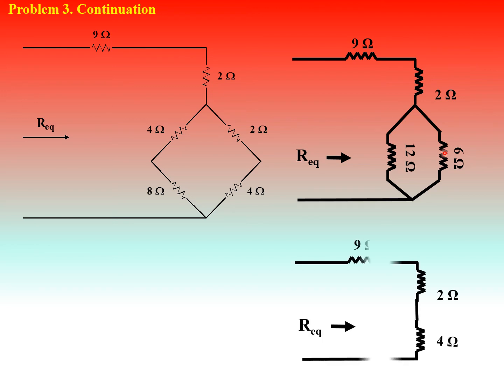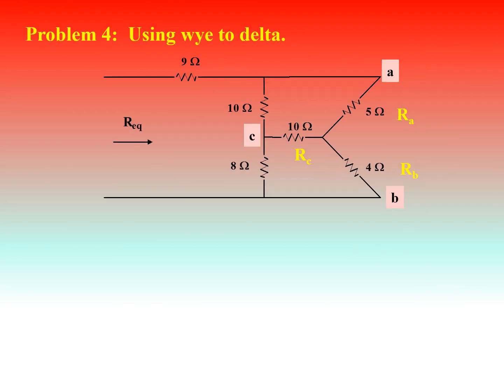Now this can be reduced further because these two are in parallel with each other. 6 and 12 are parallel, which means we get 4 ohm as the resultant. Now this is very obvious: 4 in series with 2 in series with 9, so we have to take the sum of all of these. That means we get 15 ohm. So this way we can use star delta conversion.